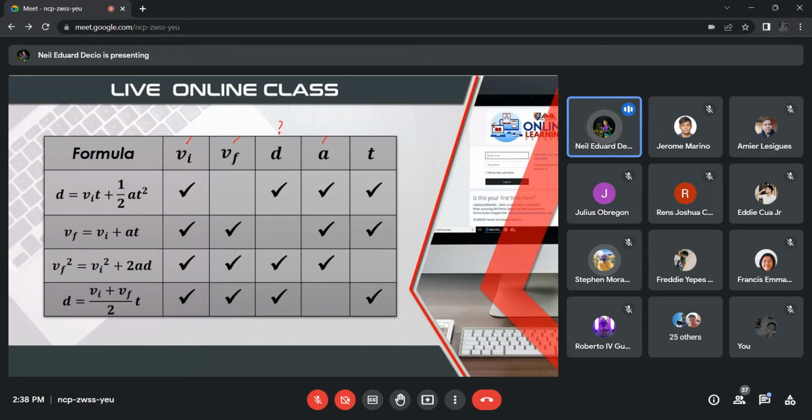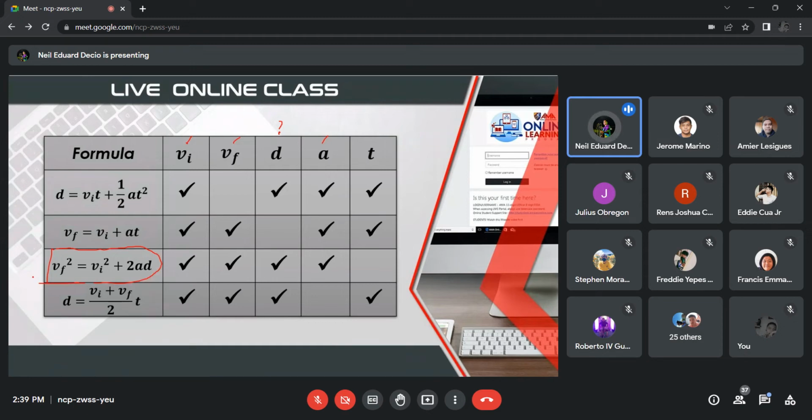Yeah, okay, so we can use the third. As you can see, the third equation says that final velocity squared is equal to initial velocity squared plus twice the acceleration times the displacement, or 2a times d. So we can use the third equation if we're given the initial and final velocity and the acceleration, and looking for the displacement. So if we're going to use this, let's try to solve the problem.